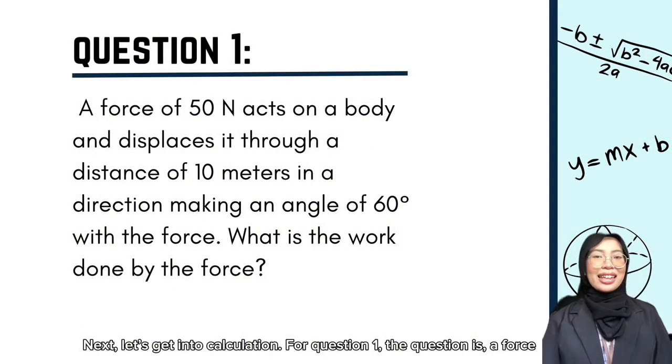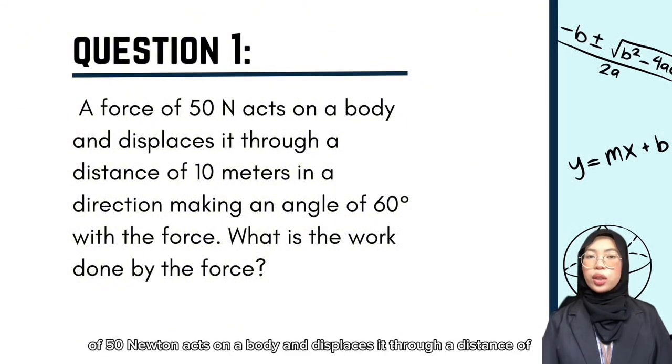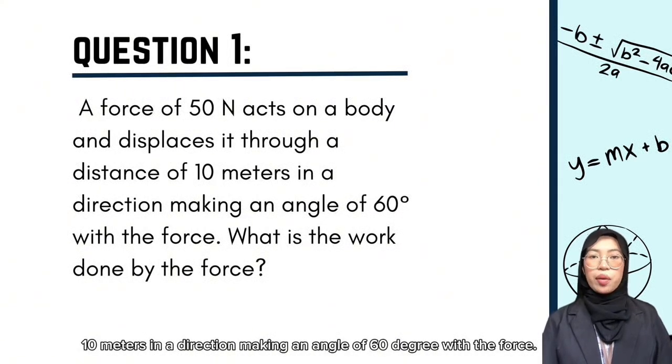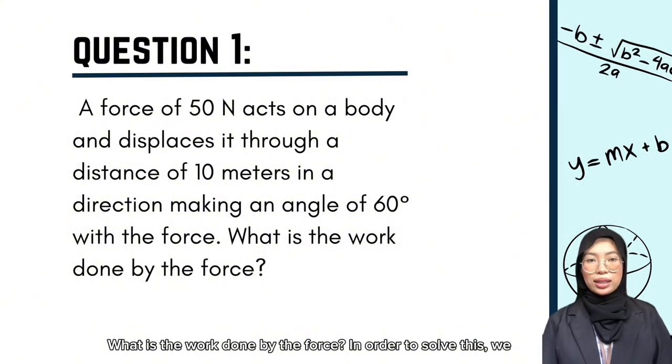Next, let's get into calculation. For question 1, the question is: a force of 50 Newton acts on a body and displaces it through a distance of 10 meters in a direction making an angle of 60 degrees with the force. What is the work done by the force?